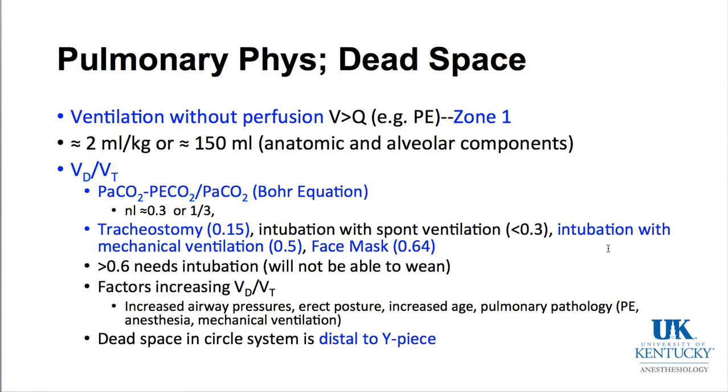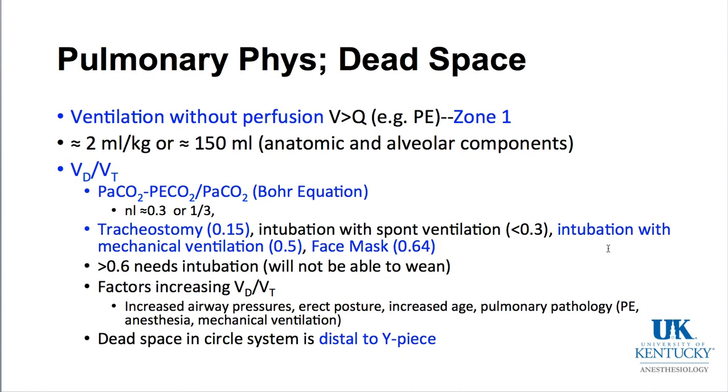There are some things that affect VD over VT. Tracheostomy allows you to bypass the oral pharynx and the upper part of the trachea, so it actually reduces VD/VT, and that's partly the reason why we perform tracheostomy in patients that are difficult to wean in the ICU. One, we need to be able to suction them, easier to wean, but also reduction in VD over VT. If you intubate someone, put an endotracheal tube down into their trachea, bypassing the oral pharynx, and allow them to continue to spontaneously breathe, this actually reduces VD over VT.